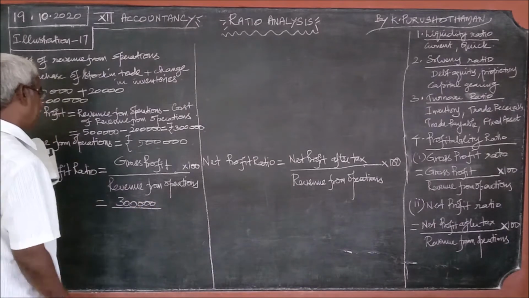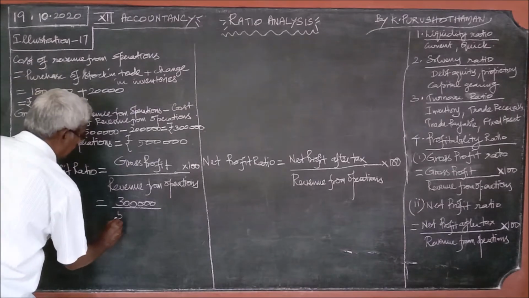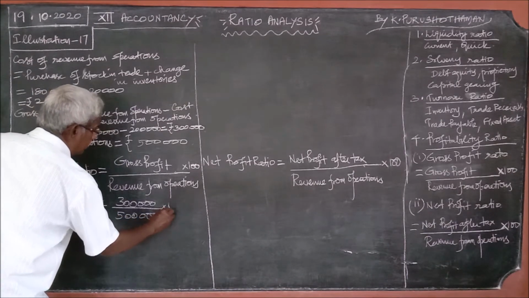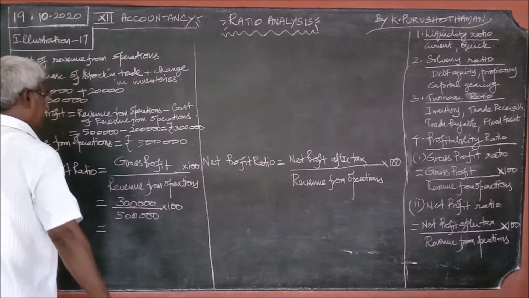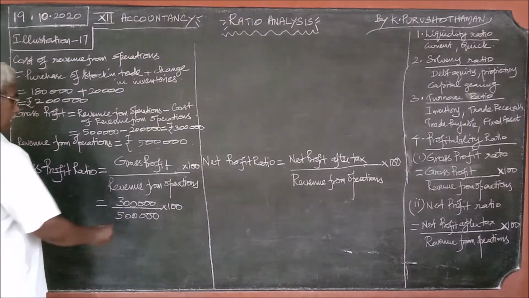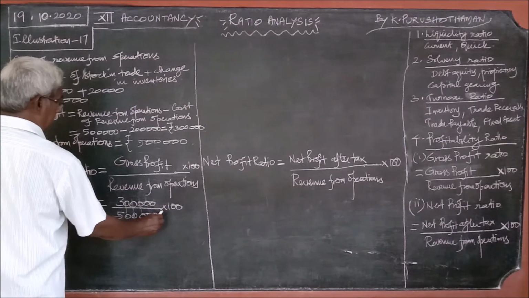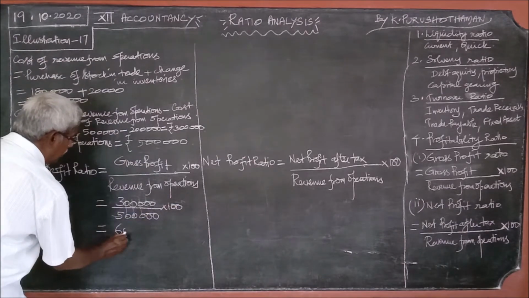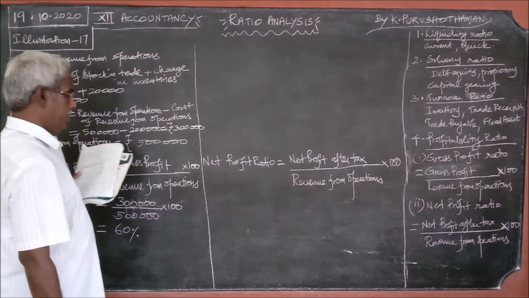Now we have found out the gross profit numerator, 3 lakhs, whole divided by revenue from operations 5 lakhs into 100. So this is equal to, you can cancel all these 5 zeros. 3 into 20, 60%.